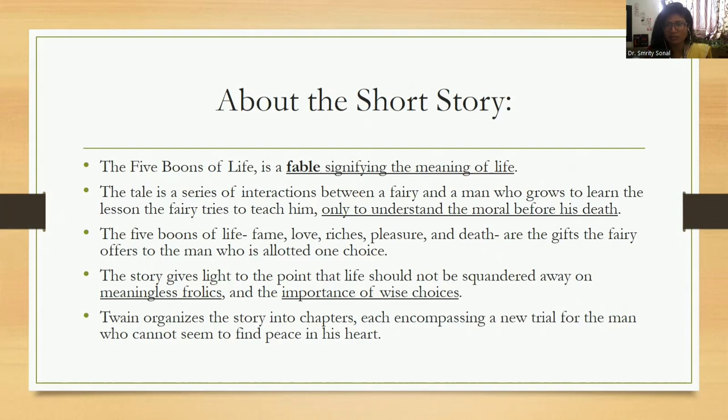So this is going to tell us about the possibilities of making wrong choices, right choices, and how human beings are almost enlightened only towards the end of their life about how to live their life. And the story is going to talk about the meaningless frolics and the way we try to spend our life, just wasting our life making wrong choices. And it is also going to talk about the importance of making wise choices in life. That is the most significant theme of the story.